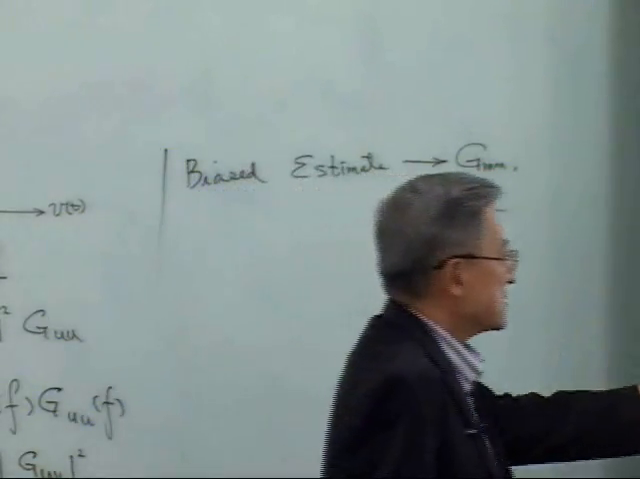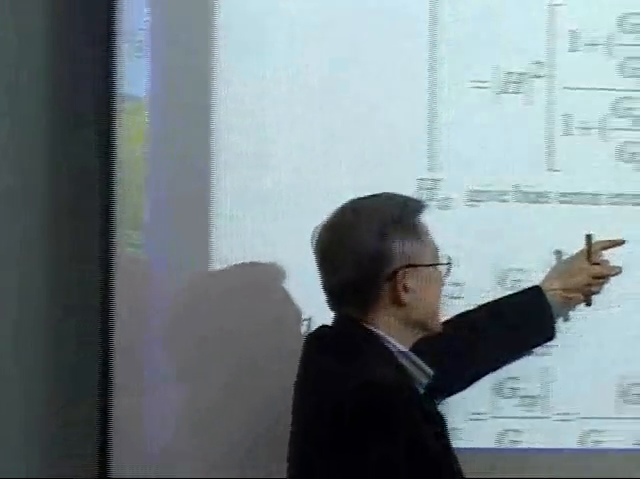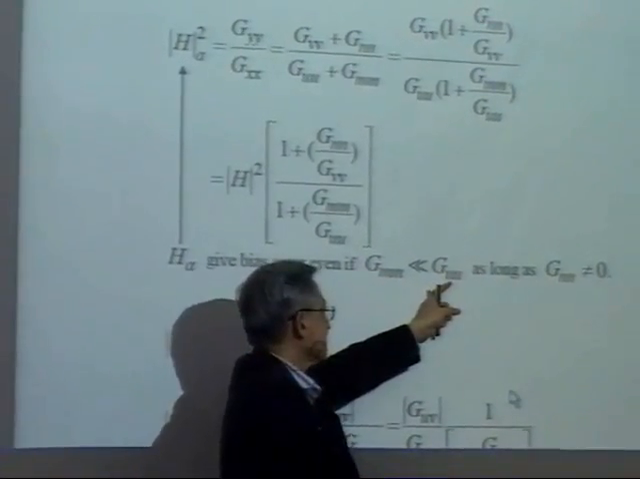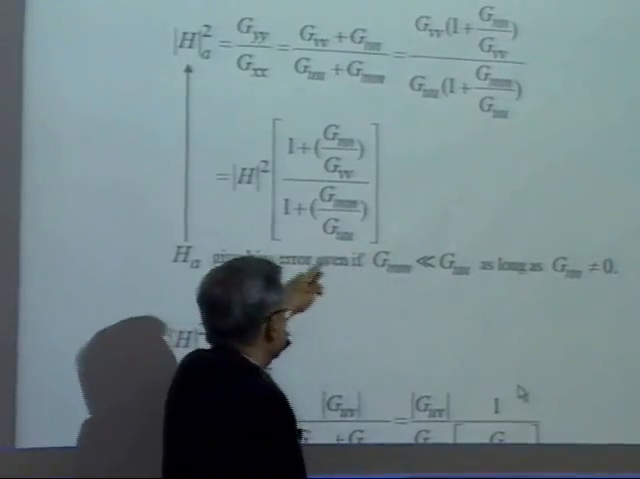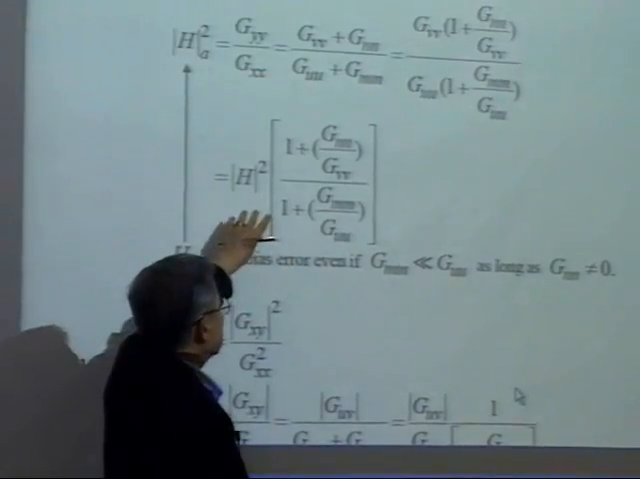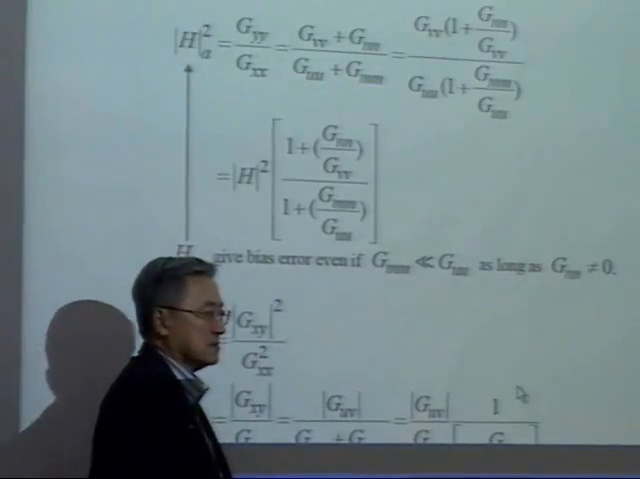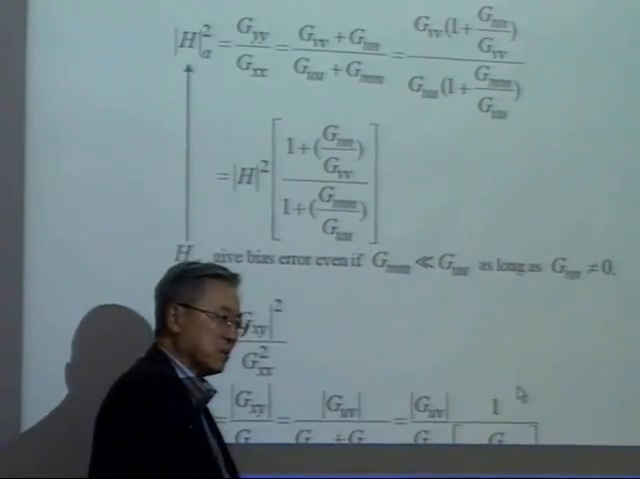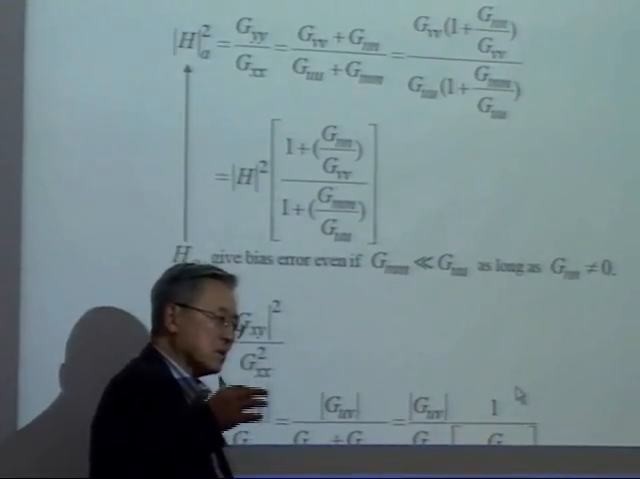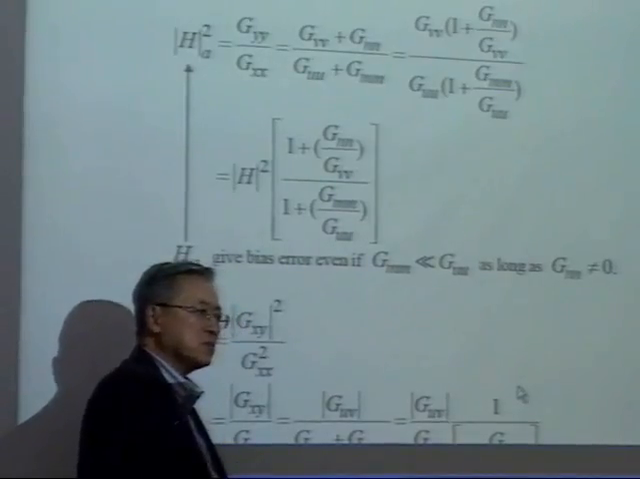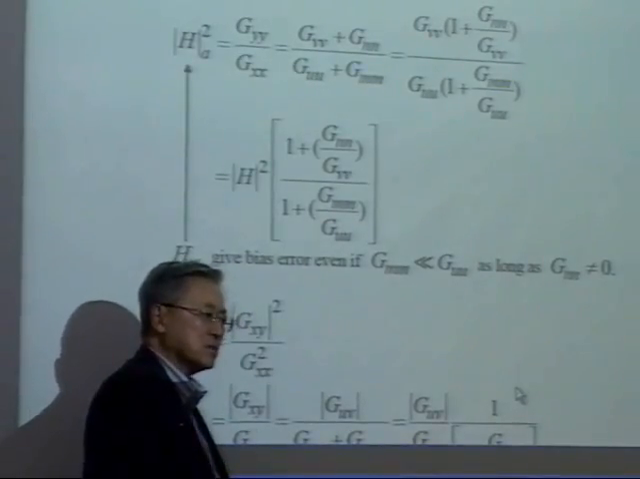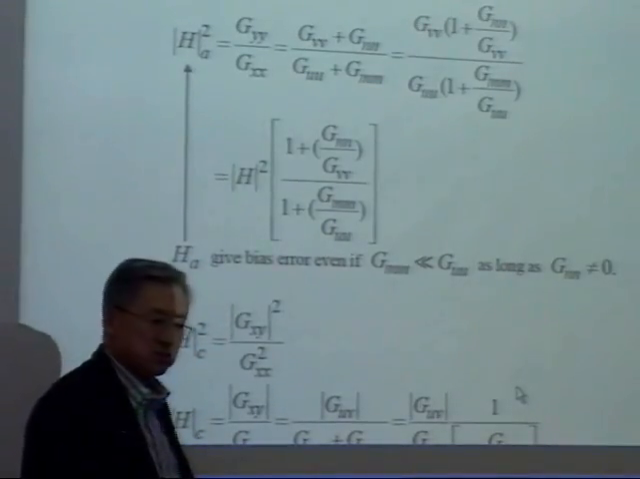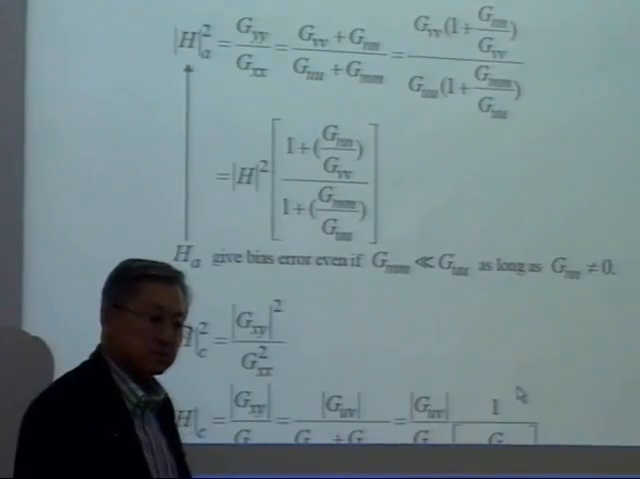So regardless, I'd say it gives a bias error. Even if this is way less than the real signal, you should say this has a bias error from the noise. If noise is somehow blocked off, absolutely minimized, then the bias error is very small, which means estimating the real signal is good.